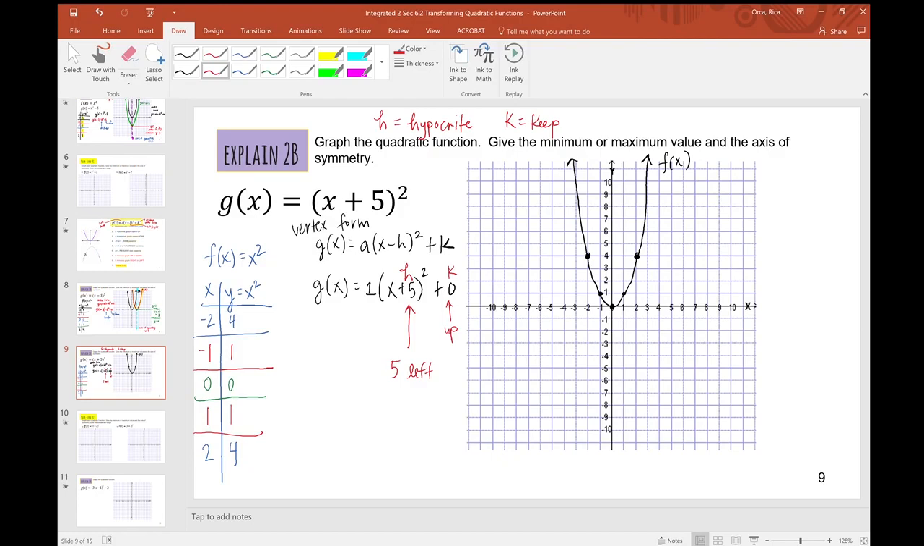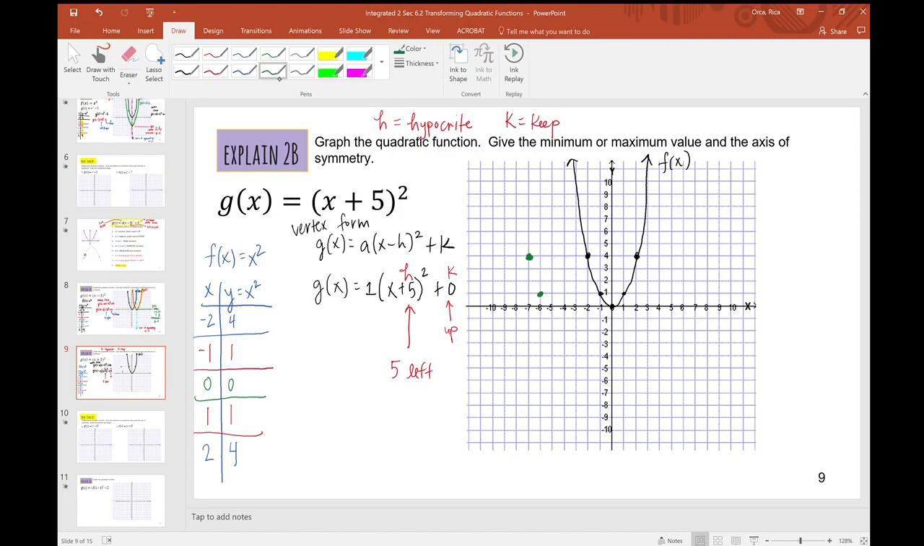Okay, so g of x wants us to move all of our points just 5 units to the left. Let's start with (-2, 4). Let's move that point 5 units to the left. 1, 2, 3, 4, 5. Remember, we're not moving up because if we look at our k value, it's at 0. Take the (-1, 1), move it 5 units to the left. 1, 2, 3, 4, 5.